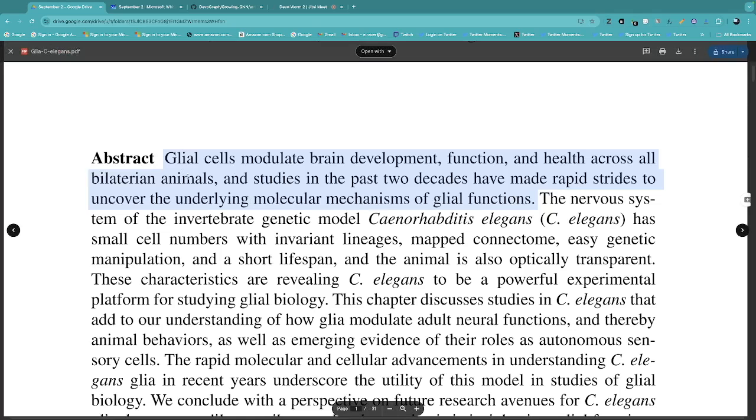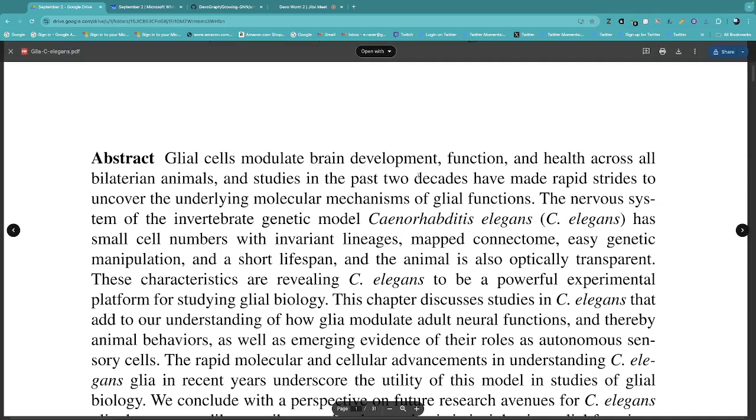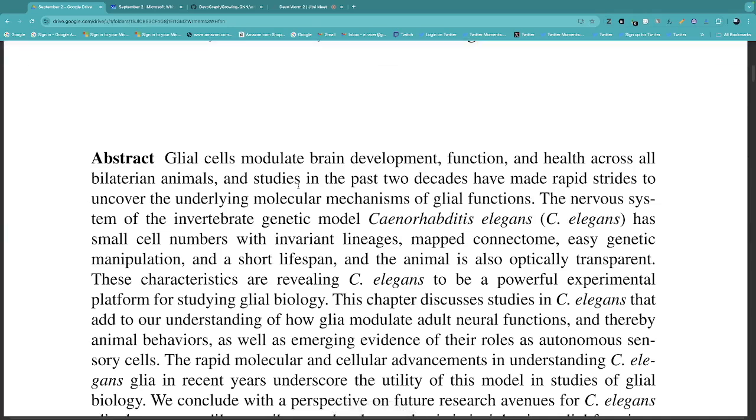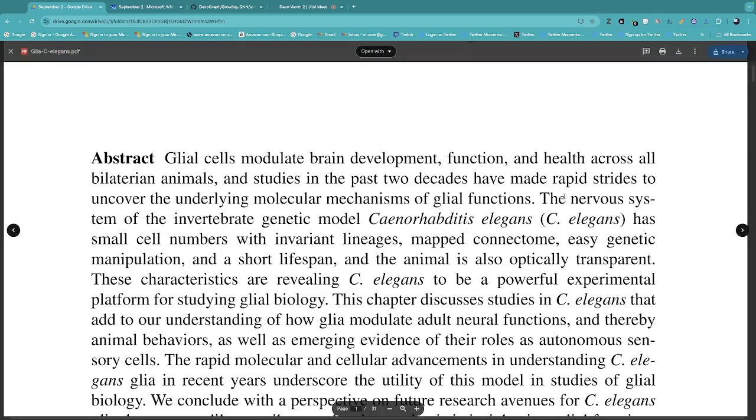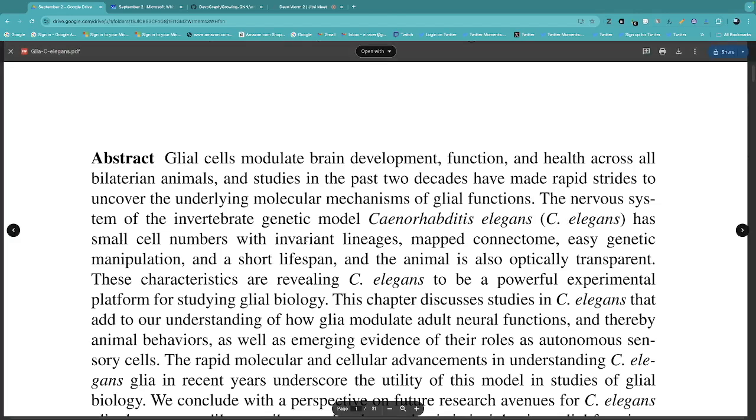And so one of the things here, of course, are glial cells. And glial cells, in fact, are maybe an integral part of the connectome. They support neurons. They have different roles, like modulating brain function. And so that's why this is important. And so they go on to say the nervous system of the invertebrate genetic model, Caenorhabditis elegans, which we know has small cell numbers with invariant lineages, mapped connectome, easy genetic manipulation, and a short lifespan. So these are the properties of why we use this as a model organism.